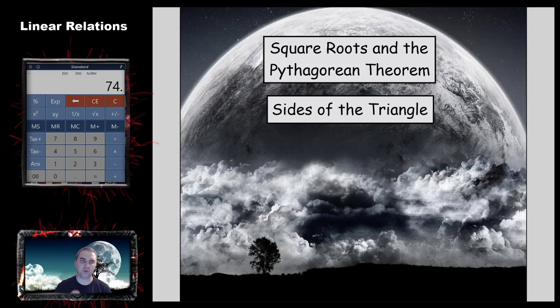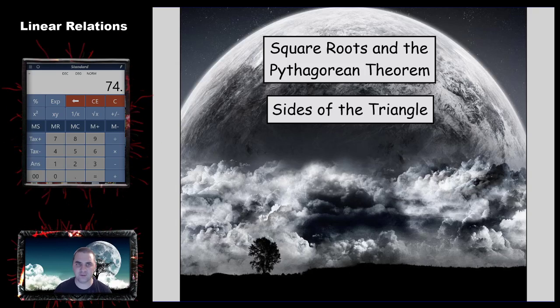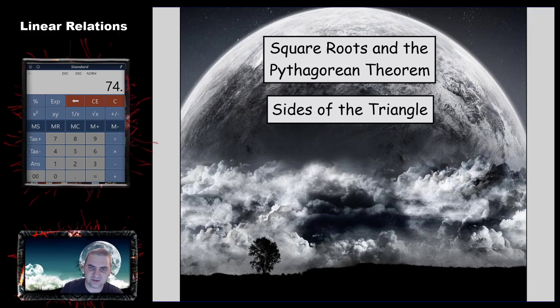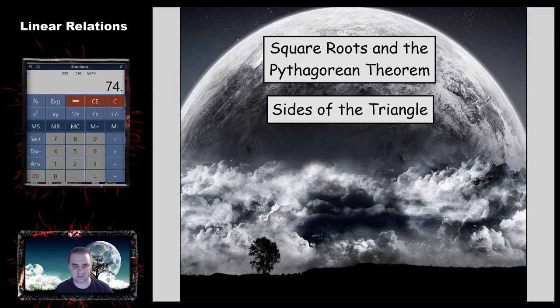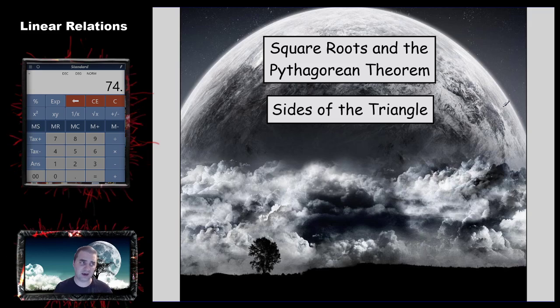Hey everyone, welcome to the sixth video of the square roots and Pythagorean theorem. Sixth, fifth, seventh, I don't know. But anyway, we are now talking about the sides of a triangle. We're continuing with what we did in the last video where we talked about the legs and hypotenuse, except now we're going to get some practice with the Pythagorean theorem and how to find missing sides, basically.